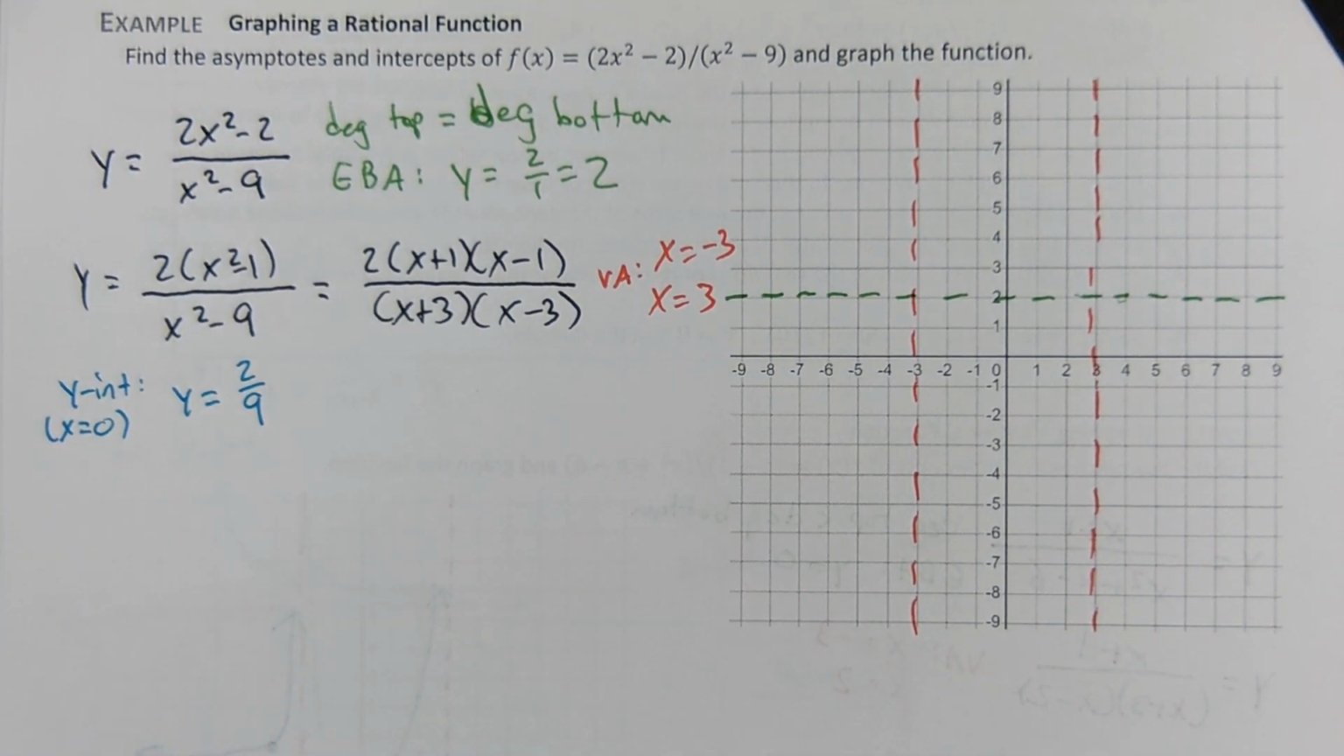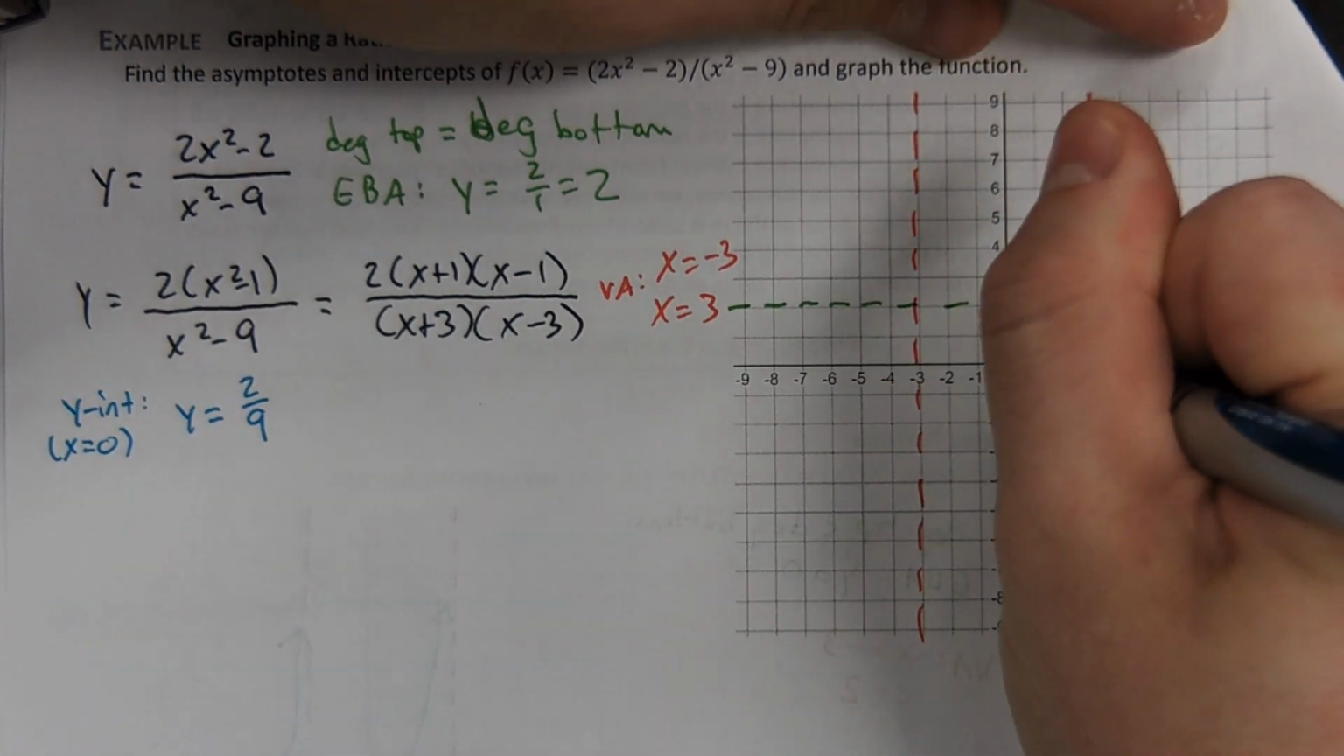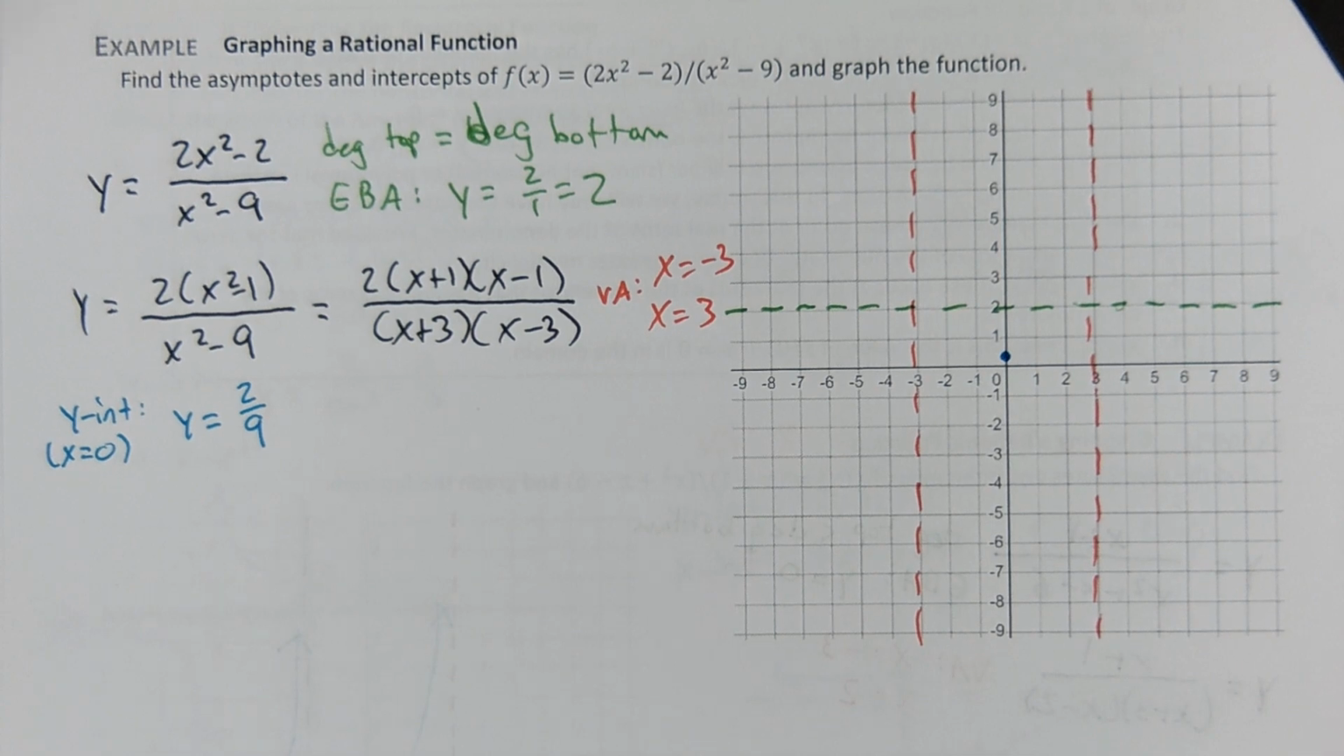Gives me 2 over 9. That is a positive number. It's 0.2 repeating. You make that dot large enough and nobody can argue with you about where you put it.